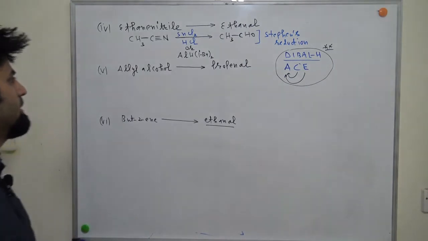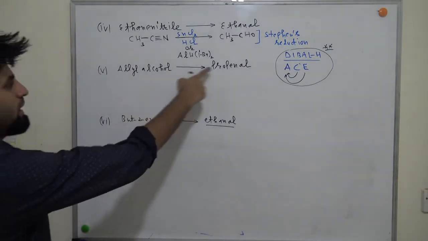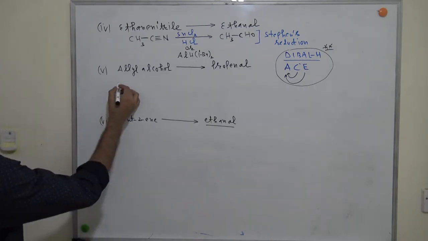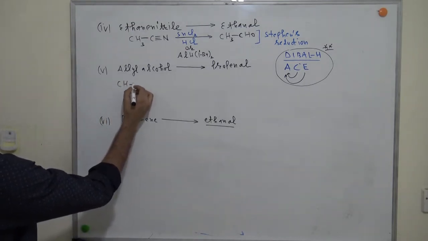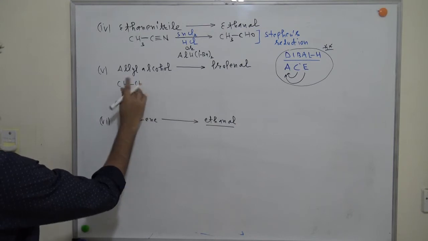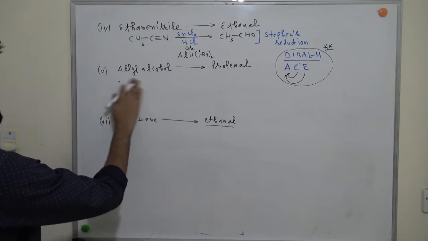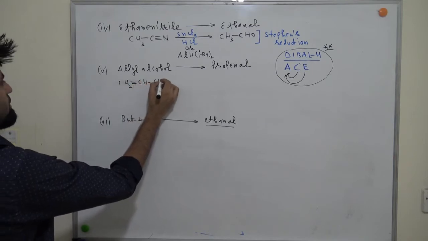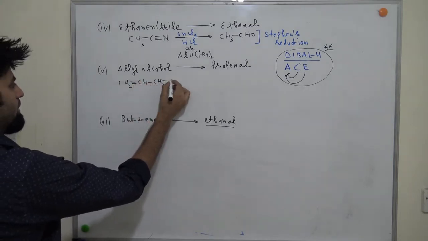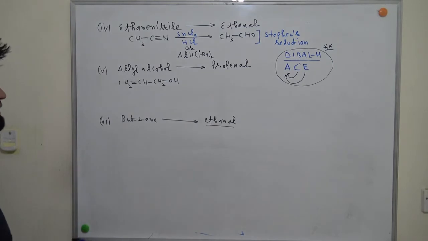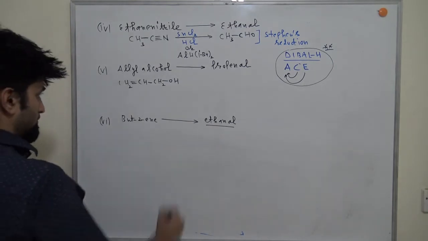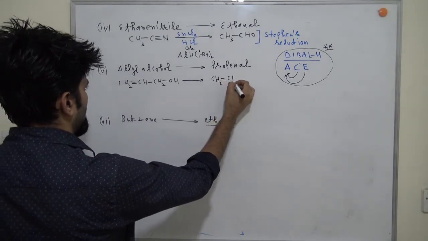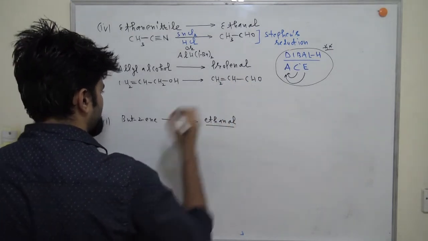Then we have allyl alcohol to propanol, right? So what is my allyl alcohol? First of all, I have to write the allyl group. So this is your allyl group, CH2 double bond CH, CH2. Okay, this is the allyl group, and now I substituted OH. Now I have to convert this into the aldehyde, CH2, C double bond and CHO.